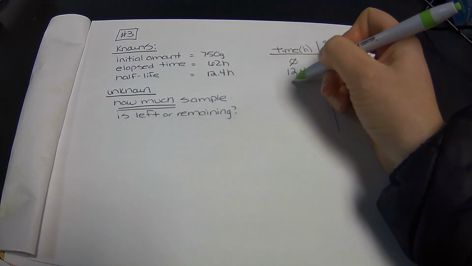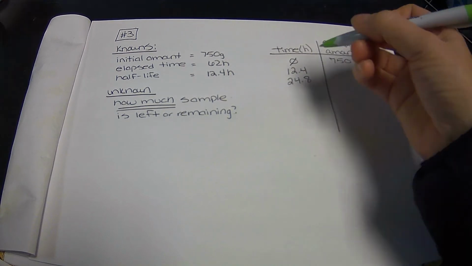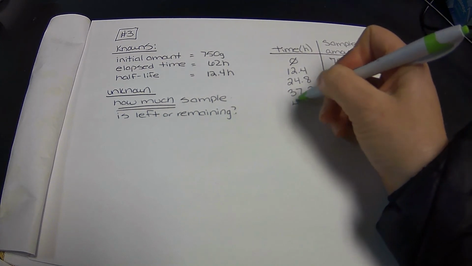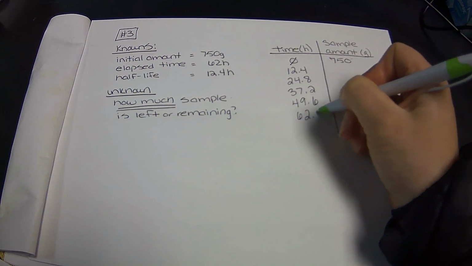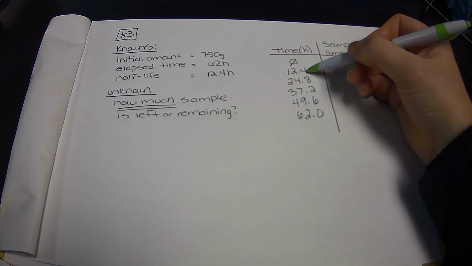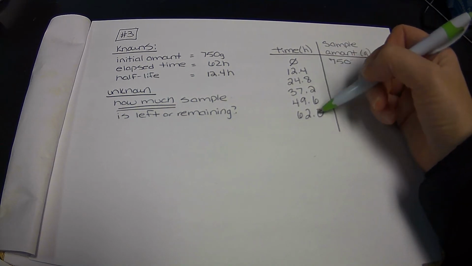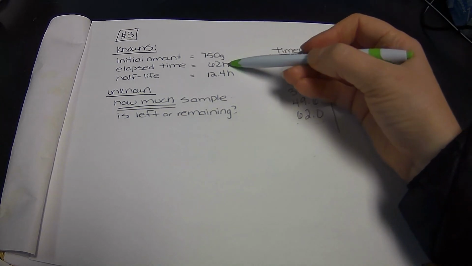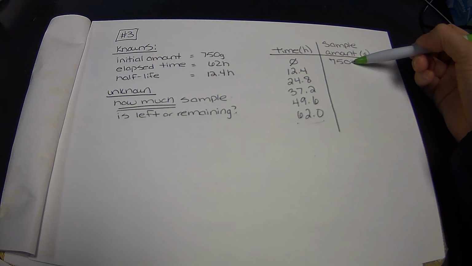Add another 12.4 to that, you get 24.8. Then 37.2, 49.6, and 62. So what I did was add 12.4 each time. You can also say times 2, times 3, times 4, times 5. So I'm going to keep doing that until I reach 62, because that's how much time they wanted us to see has gone by. Now over here, I'm going to halve my sample for each half-life.